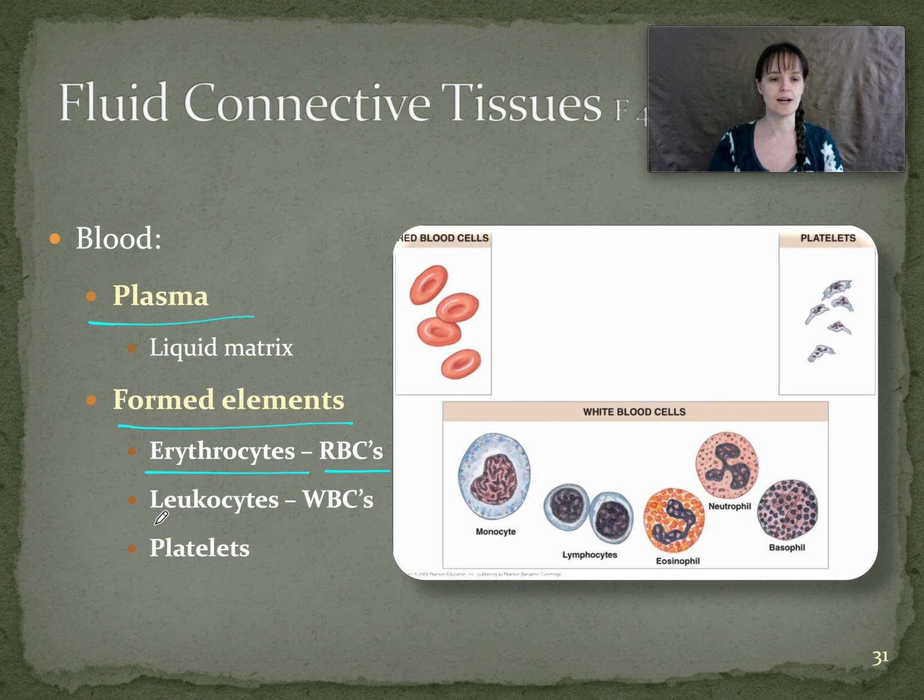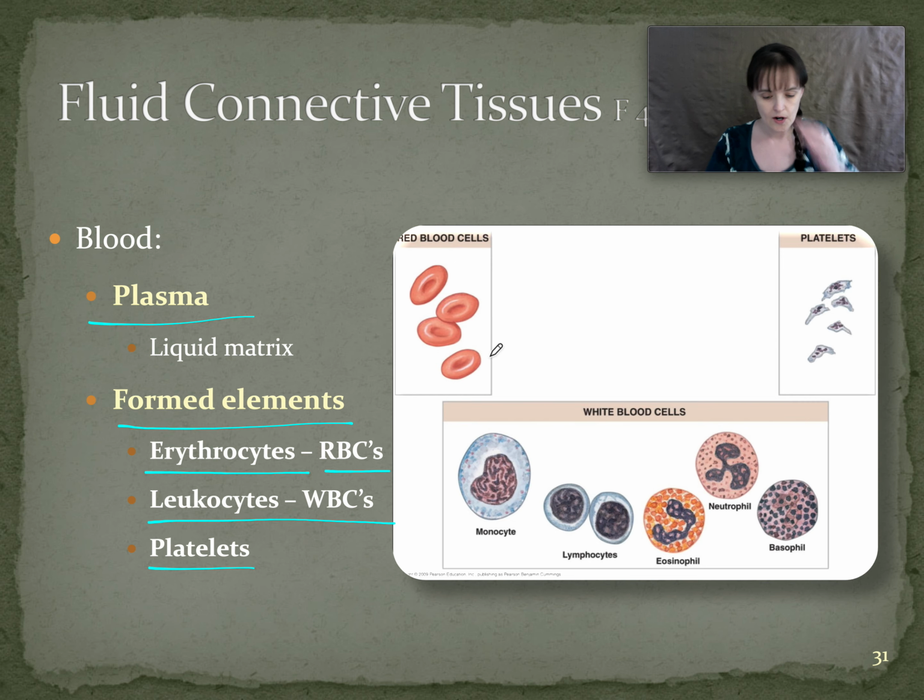You also have, at less than 1% of the formed elements, the leukocytes, which are the white blood cells, and less than that are the platelets. And the red blood cells function in gas exchange to carry oxygen and carbon dioxide. The white blood cells function in immunity. They fight infection, and in different ways, but that's next semester. And the platelets function in coagulation, which is blood clotting.